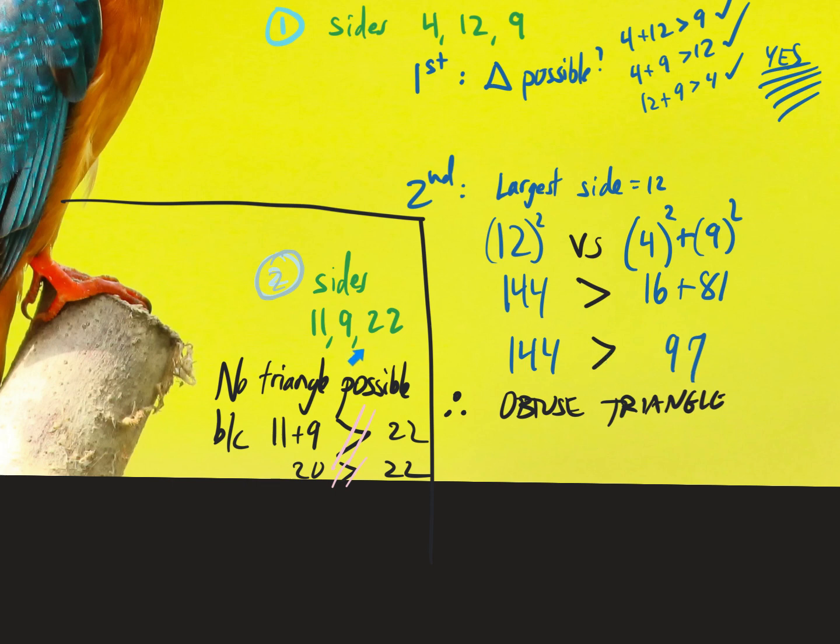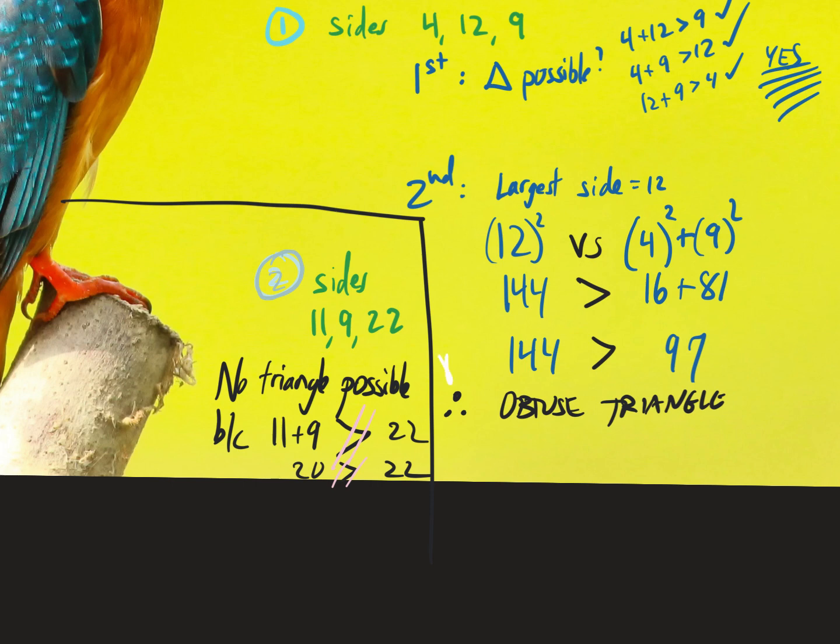And number 2, a lot of students will go straight to 22 squared and compare it to 11 squared and 9 squared, but that would be a waste of time because first, don't forget, check, is the triangle possible? And 11 plus 9 is only 20. That's not bigger than 22. So we'd say no triangle possible because 11 plus 9 is 20, and that's not bigger than 22.